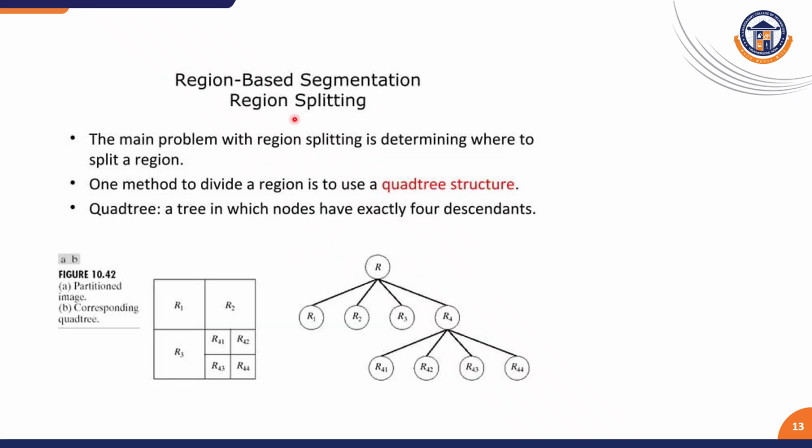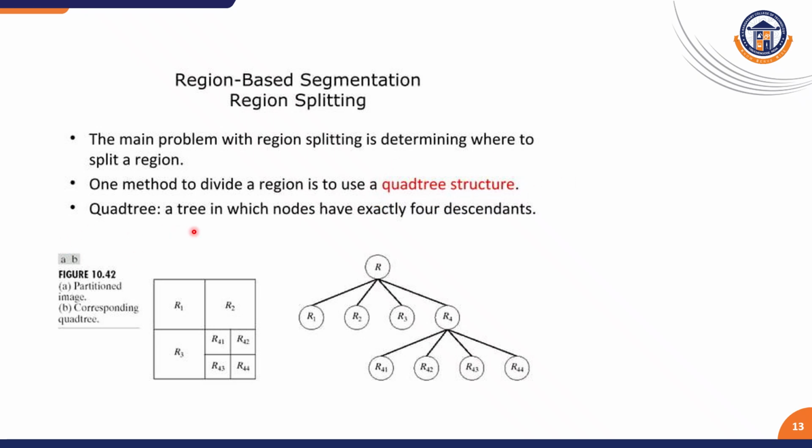So here the region splitting algorithm is given. The main problem with region splitting is determining where to split the region. One method to divide a region is to use a quadtree structure.